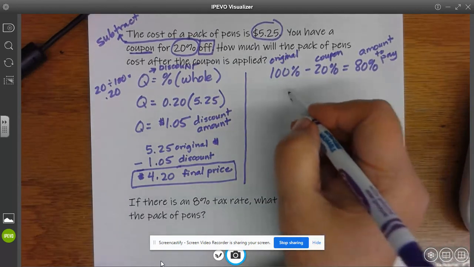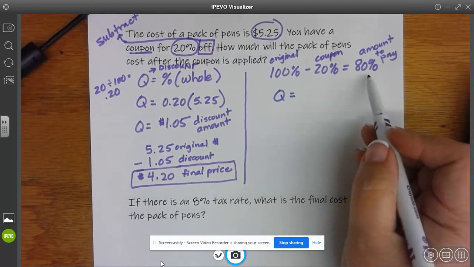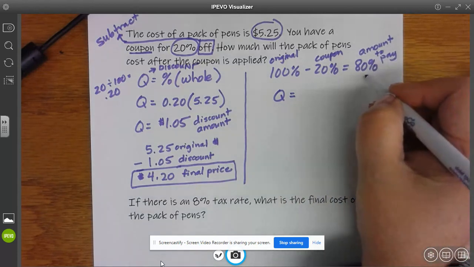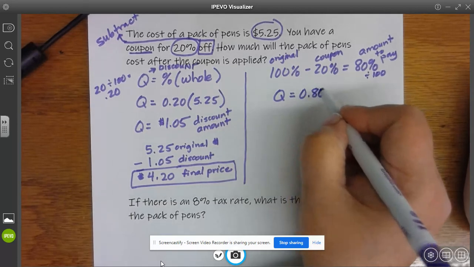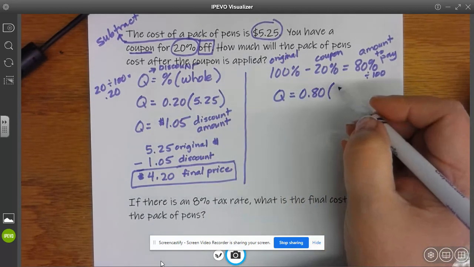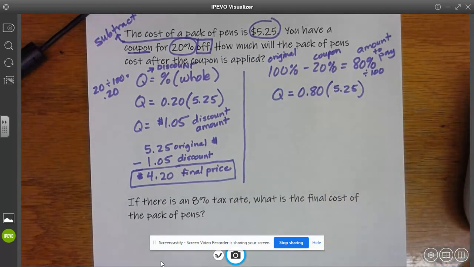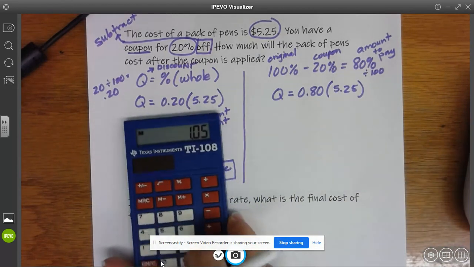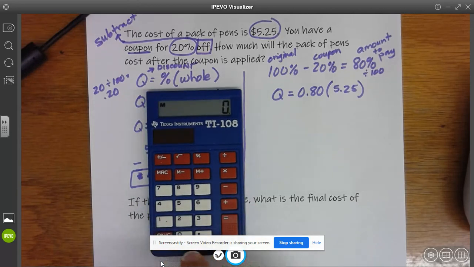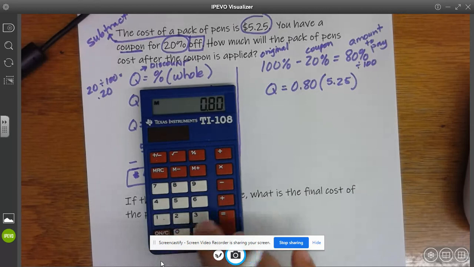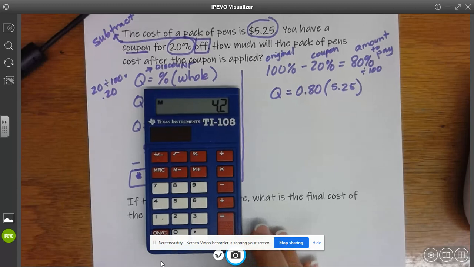So once again, we're going to use quantity equals percent times whole. Now, 80% is my percent, but of course I have to divide that by 100, and 80% divided by 100 is 0.80 times the original price of the pens, $5.25. So once again, I'm looking for Q, so I just have to multiply those two numbers. I don't have to do any division. When I'm looking for the Q, I just multiply what I have there. So I hit clear and hit 0.80 times the original price of the pens, and that gives me 4.2.